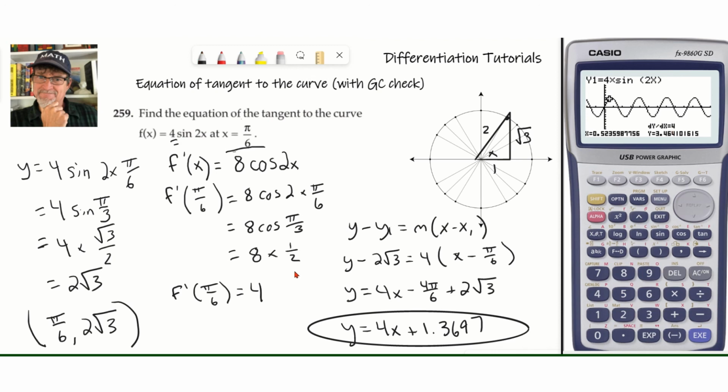Well, that's good. That's what we thought our gradient was at pi over 6. Now, if you just hit enter again, it's going to display the tangent at that point, as well as the equation for the tangent. So here's the tangent, and the equation of the tangent right underneath is y equals 4x plus 1.3697. So you've just checked your answer on the graphics calculator, and you're all set.